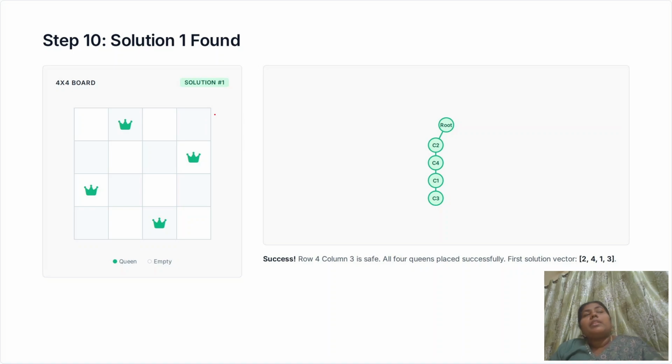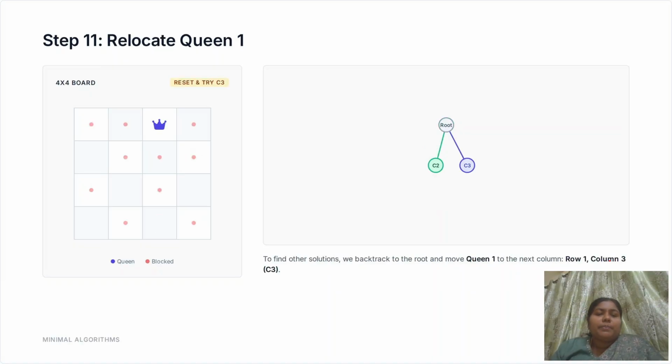Now I am getting a solution. So this is called a valid solution. The basic solution we are giving here is 2, 4, 1, 3. What is the meaning here? The first Q is placed on the second column. The second Q is placed on the fourth column of the second row. The third Q is placed on the first column of the third row. And the fourth Q is placed on the third column of the fourth row. So this is one of the solutions. One solution is found here.